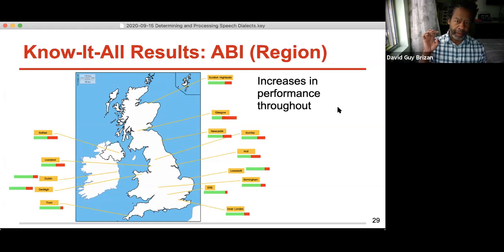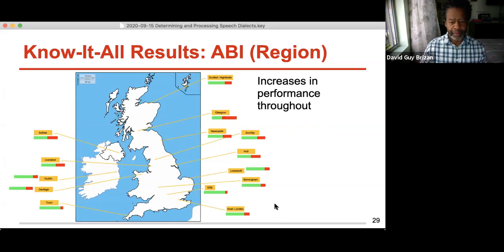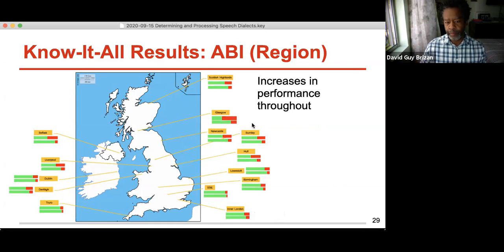When we looked at building a model specifically for that region, so rather than building it on all of the speech that we've got, I built a specific model for, say, Inner London that just used the training examples from Inner London. So it's a regional dialect. When we do that, we see increases in performance throughout this entire data set. So everywhere we did much better.